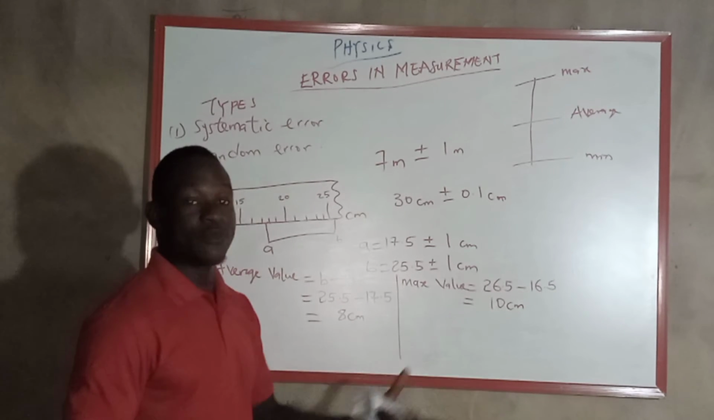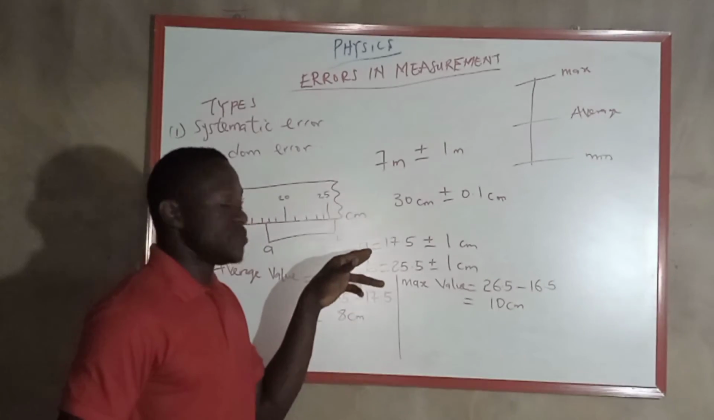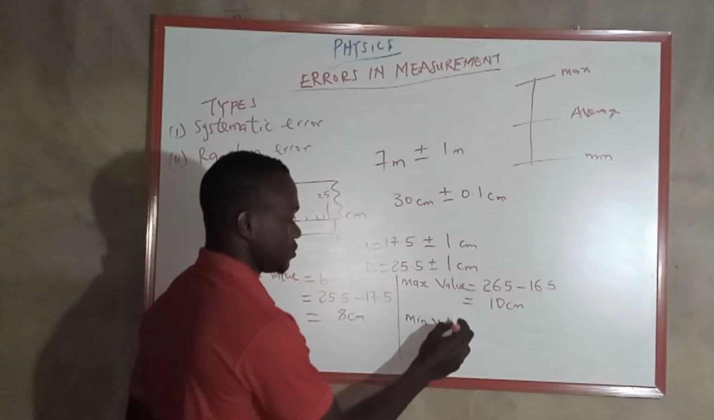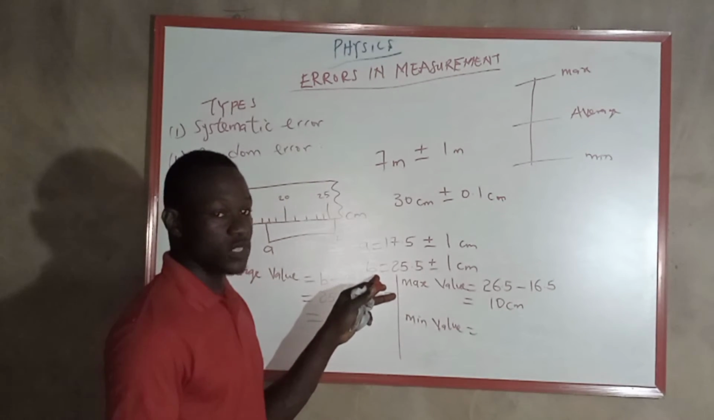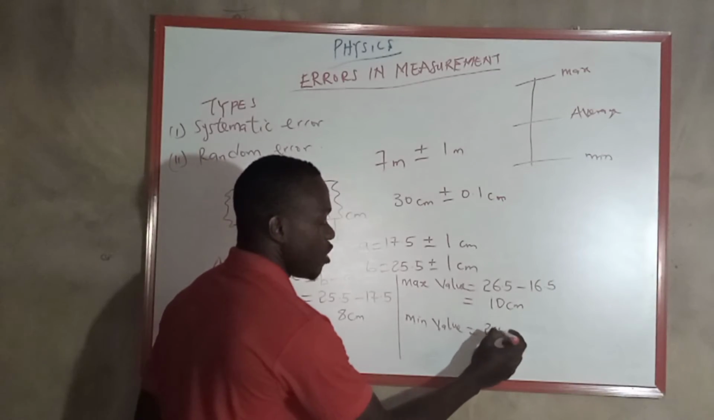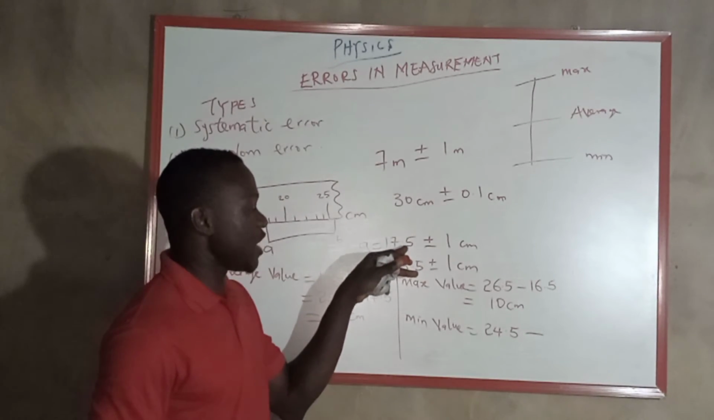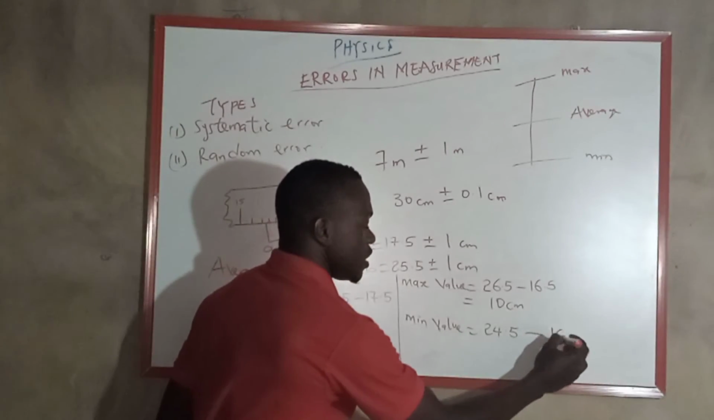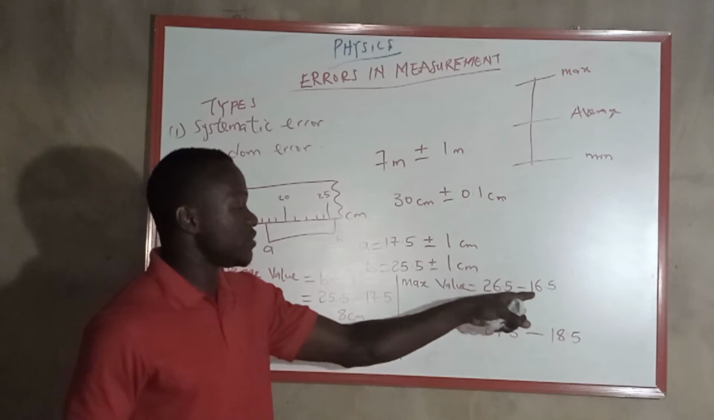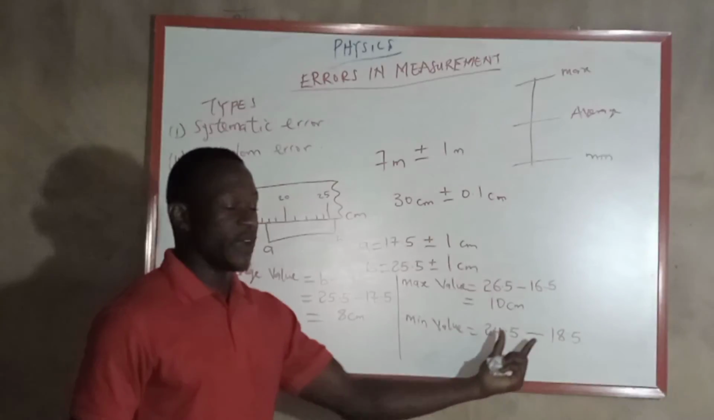So the next is to get the minimum value. Now the minimum value will become the minimum value of B minus the maximum value of A. So the minimum value of B should be what now? Yes, 25.5 minus 1, so we have 24.5, minus the maximum value of A, which is 17.5 plus 1. So we have 18.5. So you see, for the maximum value, we are using the maximum value of B minus the minimum value of A, while for the minimum value, we're using the minimum value of B minus the maximum value of A.